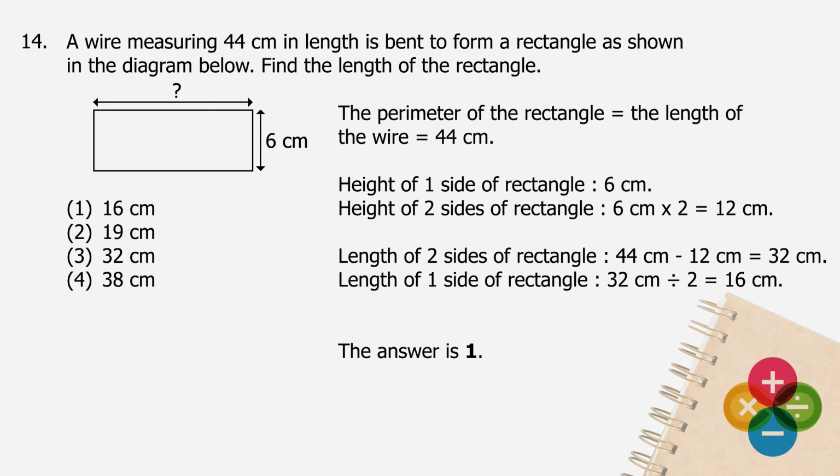The perimeter of the rectangle is equal to the length of the wire, which is 44 cm. The height of one side of the rectangle is 6 cm. The height of two sides of the rectangle will be, multiply 6 cm by 2, and the product is 12 cm. The length of two sides of the rectangle will be, subtract 12 cm from 44 cm, and the difference is 32 cm. The length of one side of the rectangle will be, divide 32 cm by 2, and the quotient is 16 cm. The answer is 1.